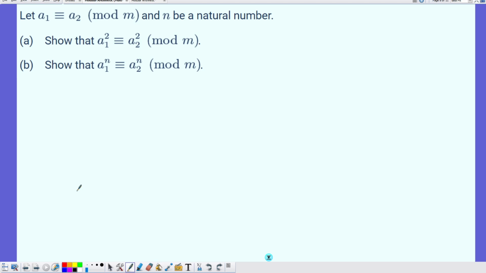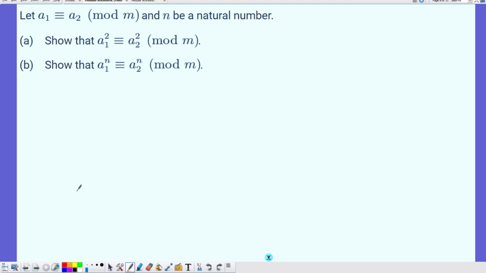Now, then our question is, well, let's see if exponentiation holds up under modular arithmetic. So, let a1 be congruent to a2 mod m, and n is a natural number. Show that a1 squared is congruent to a2 squared mod m. So that's a basic version. Basic example to show exponentiation might work when we square something.